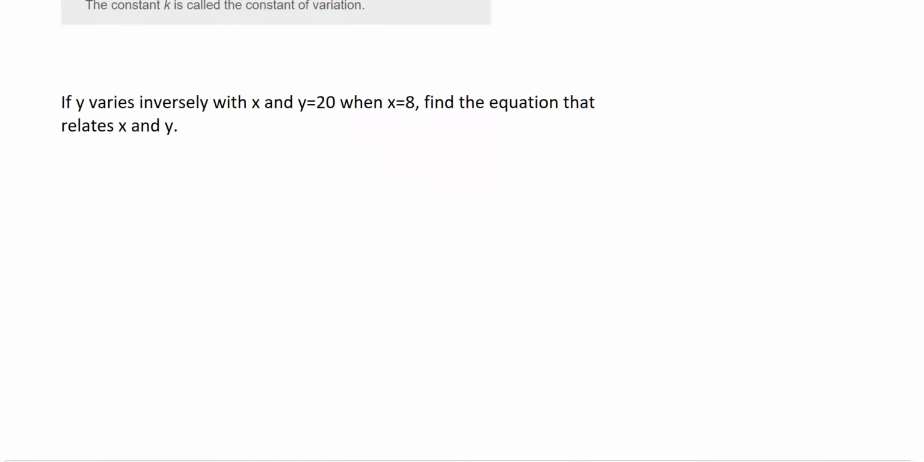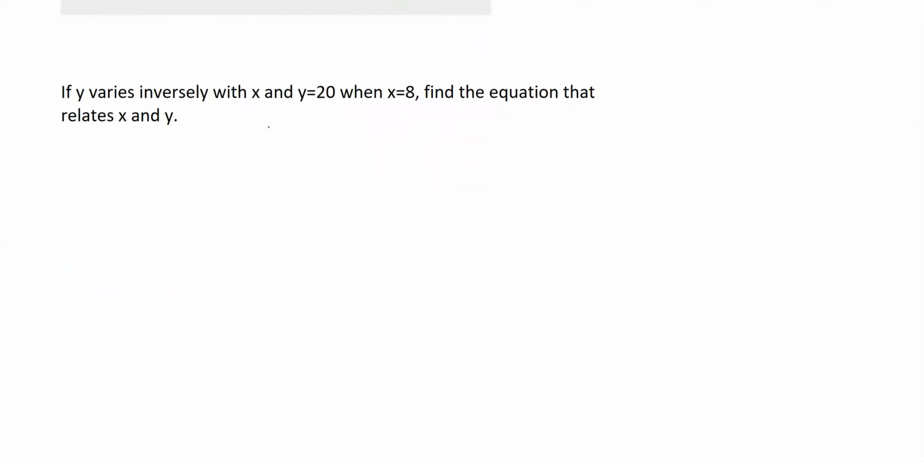Let's look at this example. If y varies inversely with x, and y equals 20 and x equals 8, find the equation that relates x and y. Very, very similar to the other one. Let's take the sentence, write it out. Y varies inversely with x. Let's translate this.